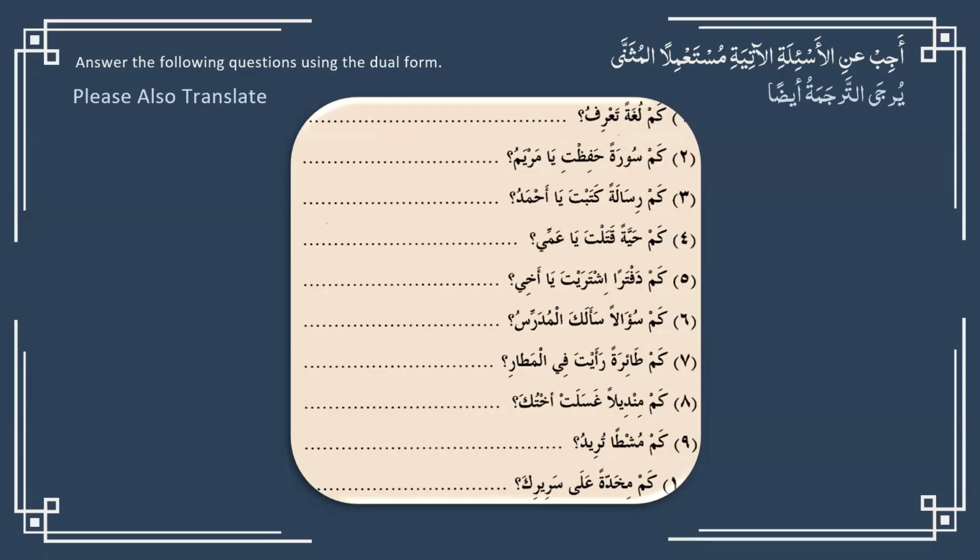Mushtan is a new word. Was it comb or pillow? Comb. Okay. How many combs do you want? Turidu, I want, you want. Kam mushtan turidu. How many combs do you want? Yes, that is correct.